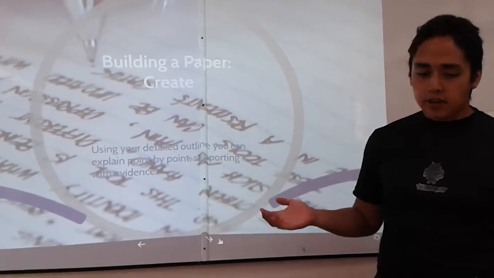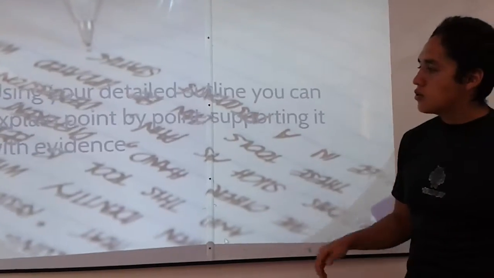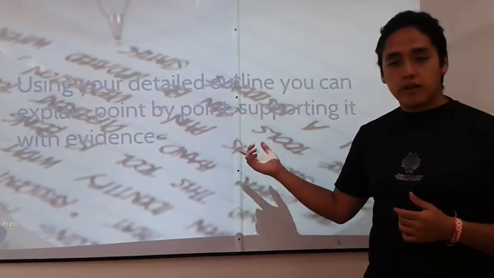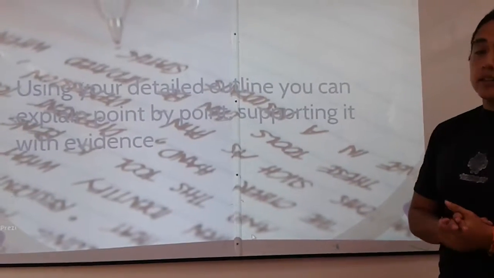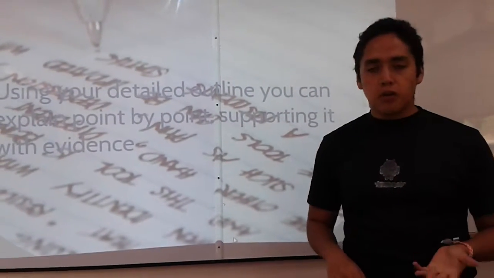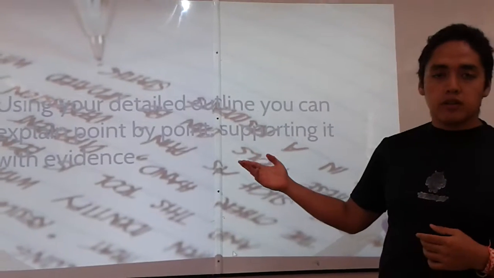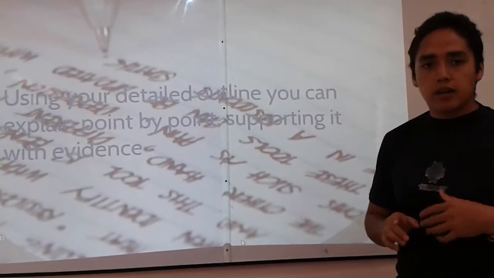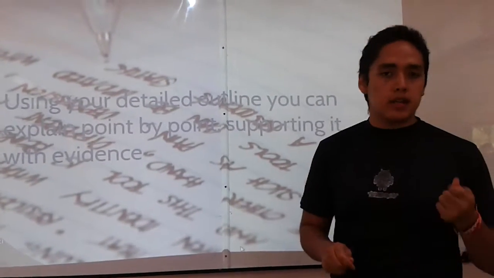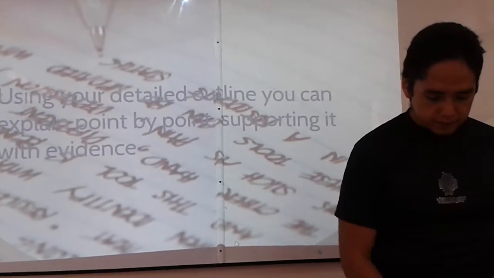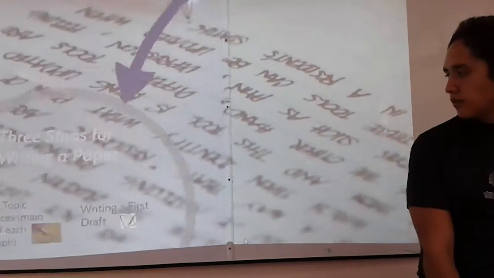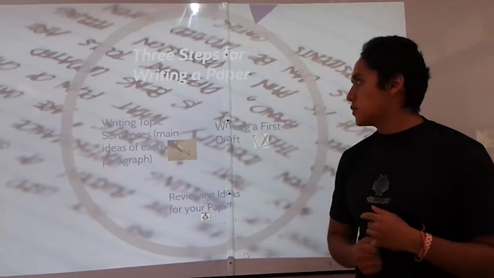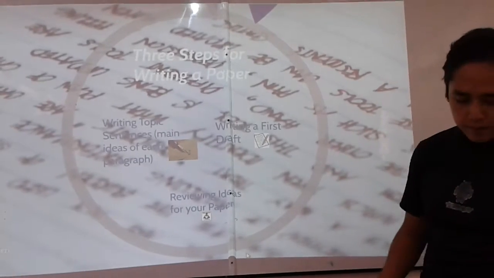To write a research paper, we have to use the title and the outline that we created before. In this way, we can explain point by point the supporting topics that we choose, and we can support them with the evidence that we have. We have three important steps to write a paper.